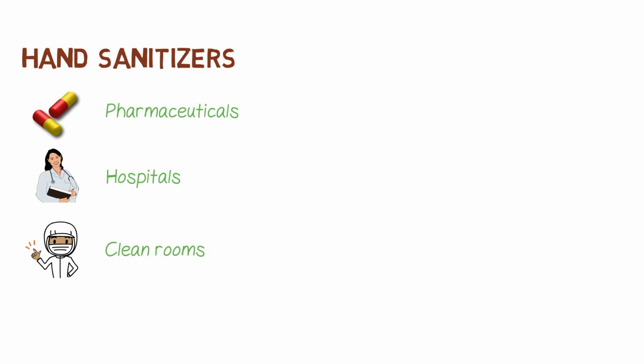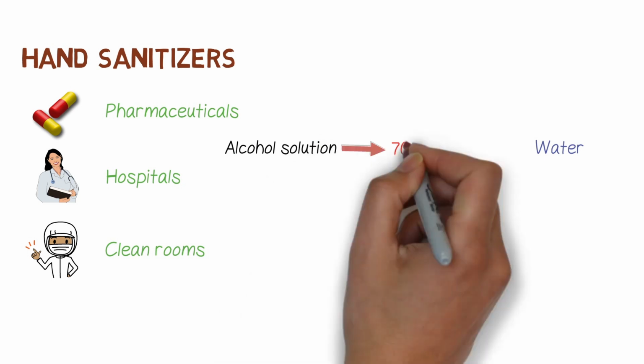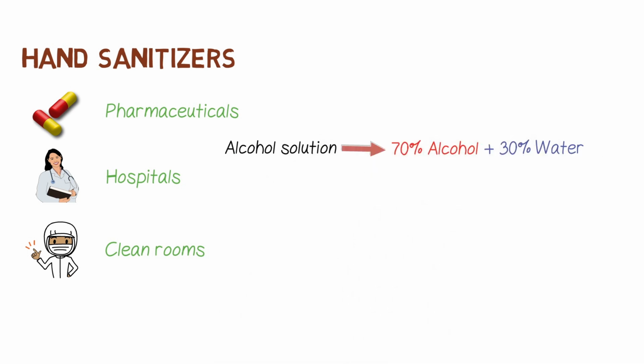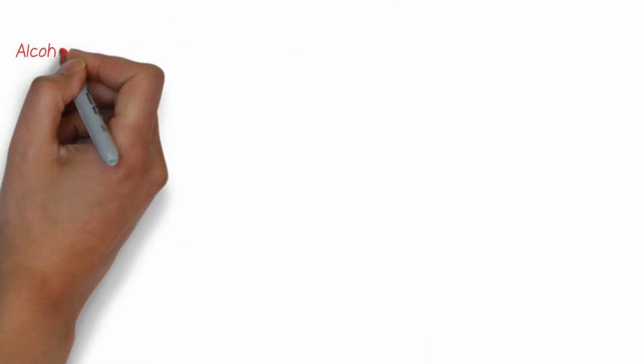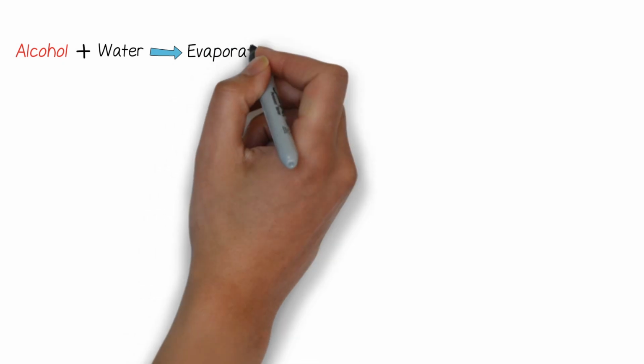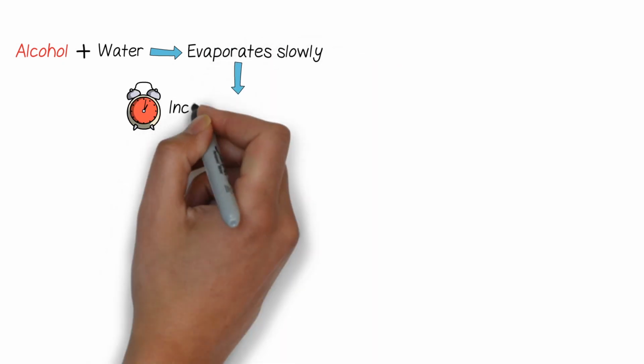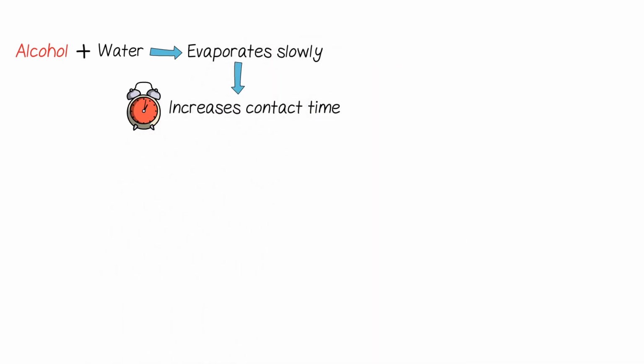Hand sanitizers are commonly used in pharmaceutical companies, hospitals, and clean rooms. Particularly, they will be used in combination with water. An alcohol solution with 70% alcohol and 30% water effectively kills bacteria. Why? Alcohol in combination with water evaporates slowly. Therefore, it increases the contact time of the sanitizer, and thus works effectively.